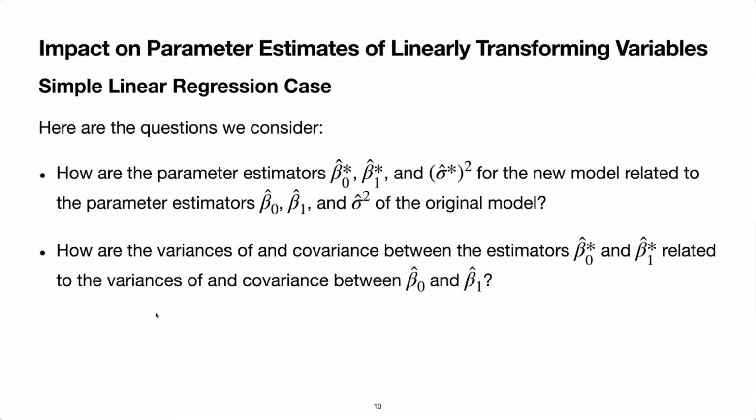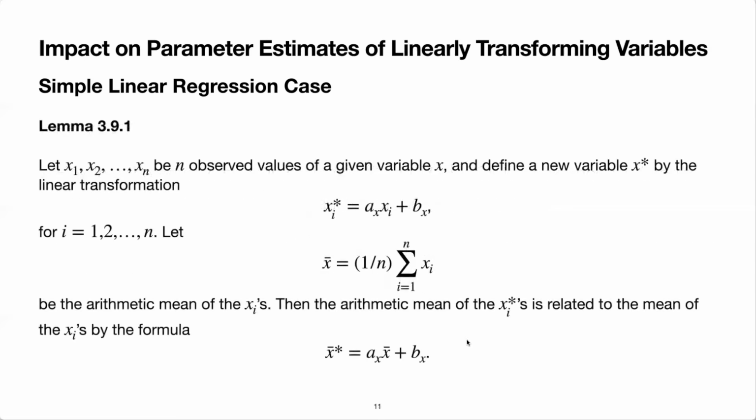Now, the second question, and it's a very important question, is how are the variances of and the covariance between beta 0 star hat and beta 1 star hat related to the variances of and the covariance between beta 0 hat and beta 1 hat? And so we're investigating these types of relationships so that we can see whether it will be possible to calculate the least squares estimators for the new model using the least squares estimators from the original model.